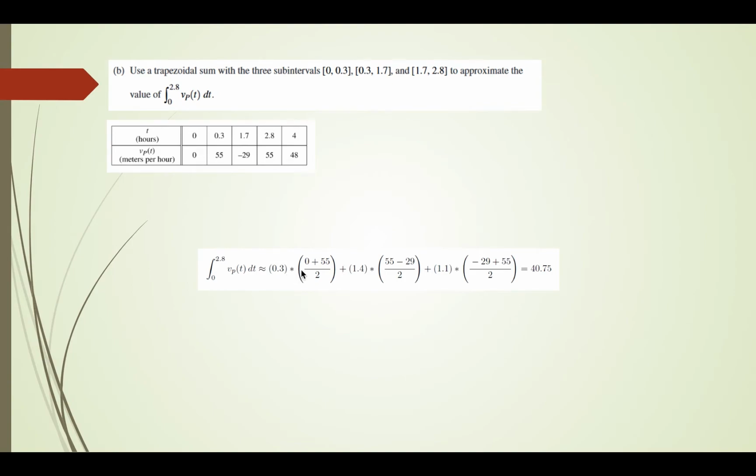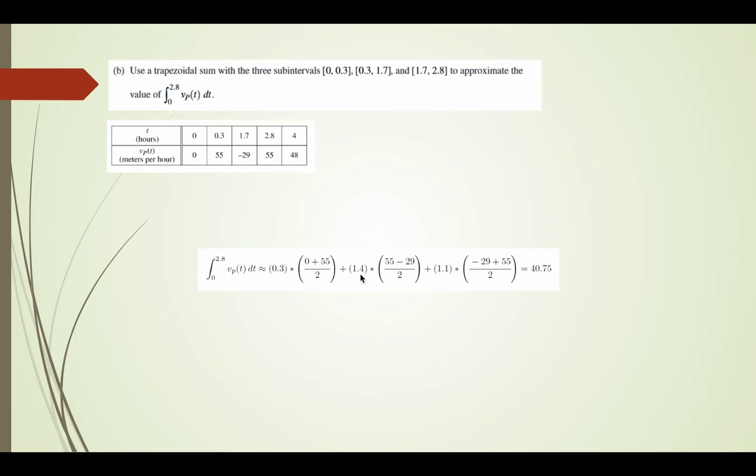And then I'm multiplying, and in parentheses, I'm adding this height and this height, or this y value, or v value, whatever you want to call it. So 0 plus 55, and I'm dividing that by 2. And all this is the formula that gives you the area of a trapezoid. And it's a trapezoid that starts at 0 and goes to 0.3. Some of you may have learned to put the 1/2 out here under the 0.3, and that's fine. It doesn't make a bit of difference. Wherever that 1/2 is, it's going to do the same thing.